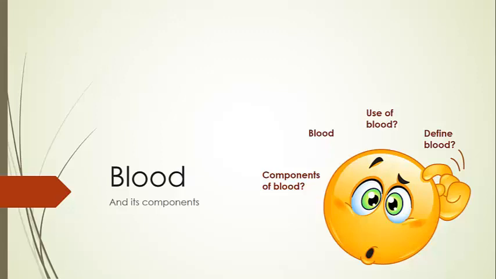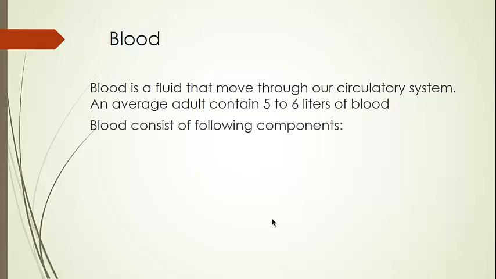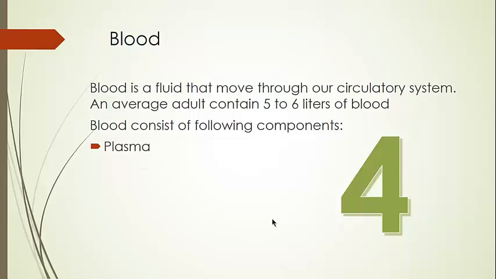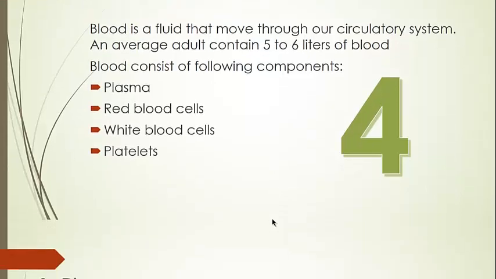So, starting with the definition of blood. Basically, blood is a fluid that moves in our circulatory system. Blood consists of four basic components. Do you know what these four components are? These are plasma, red blood cells, white blood cells, and platelets. These four basic components are assigned very important functions, which we are going to study now.